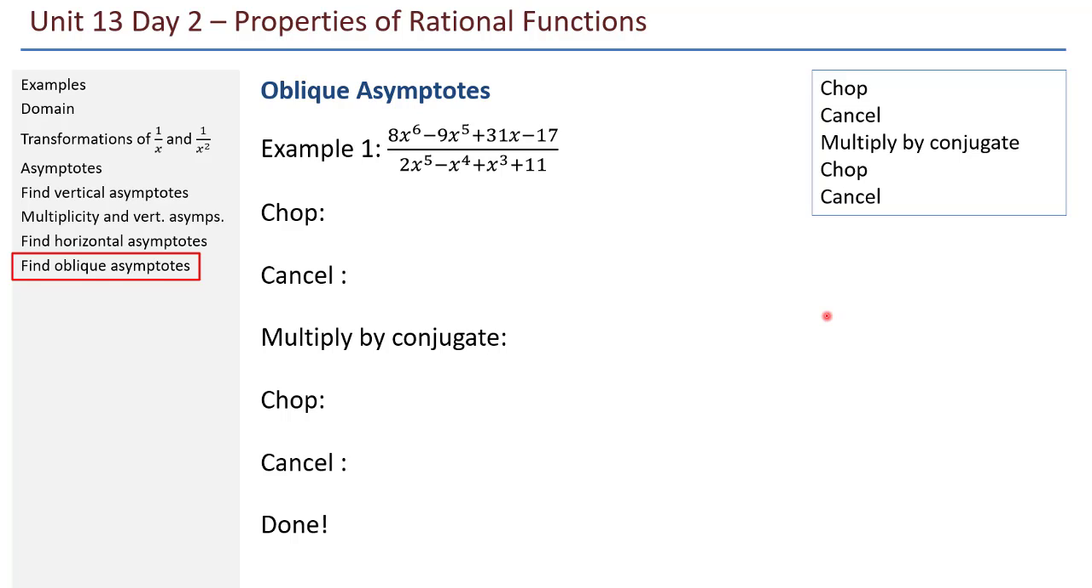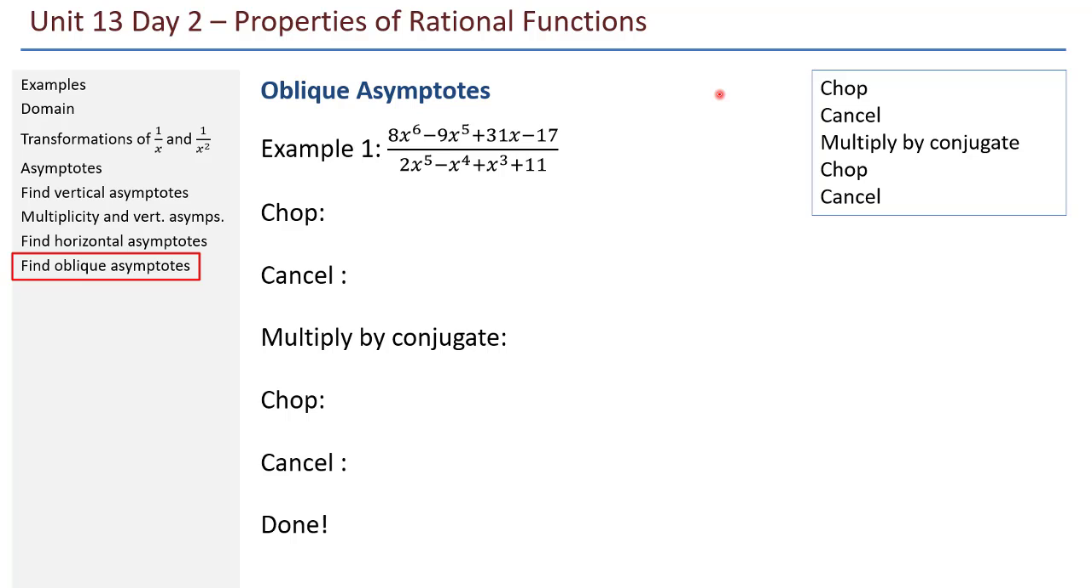So it's definitely a little bit more of a process to figuring out the oblique asymptote, but it's not bad. So just several steps, but all the steps are pretty easy. So here's what we do. Step number 1, chop. Oh, you can see the overall strategy on the right. Chop, cancel, multiply by conjugate, chop, cancel. So 5 steps, but they're all easy.